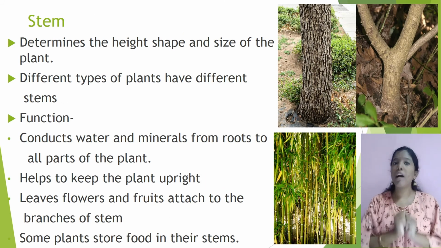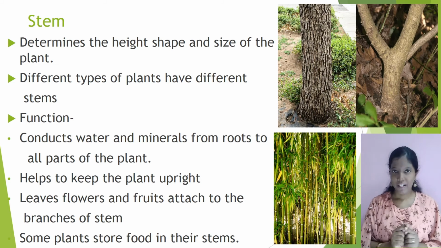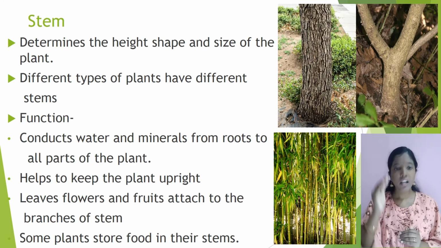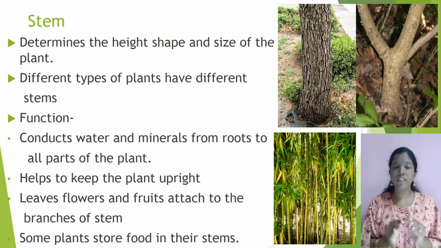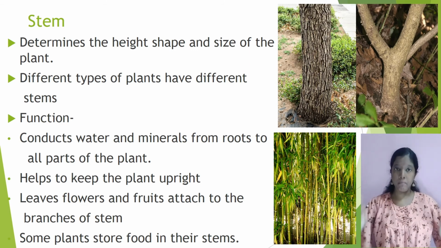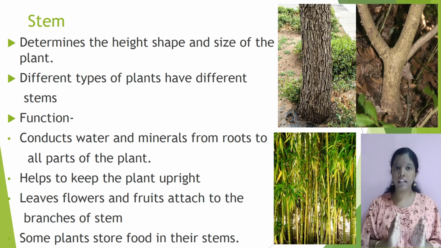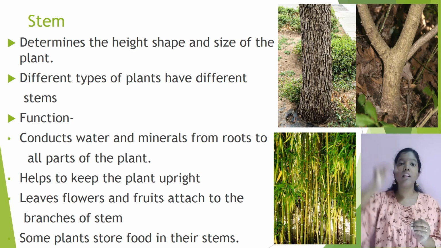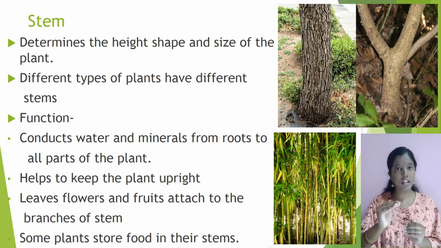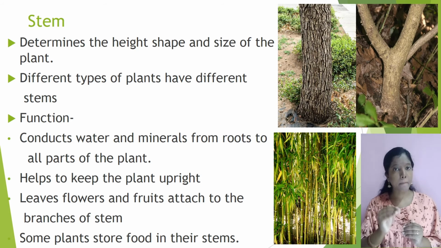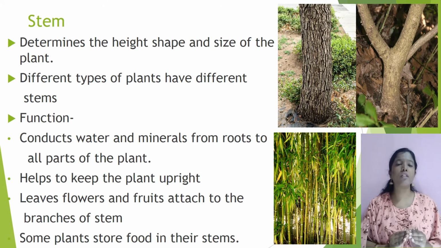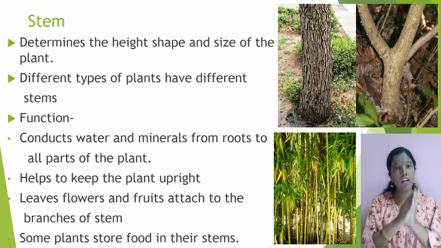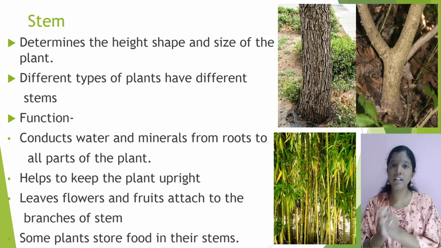Now what makes the plant grow taller? That's the stem. So the stem is giving the plant its height, its shape, and its size. If the stem is broad, it will give a broader, fatter tree. If the stem is thin, it will give a thinner tree. The taller the stem, it is called a tree. Shorter the stem, it is called a shrub. Even shorter the stem, it is called a herb. You all know what trees, herbs and shrubs are.